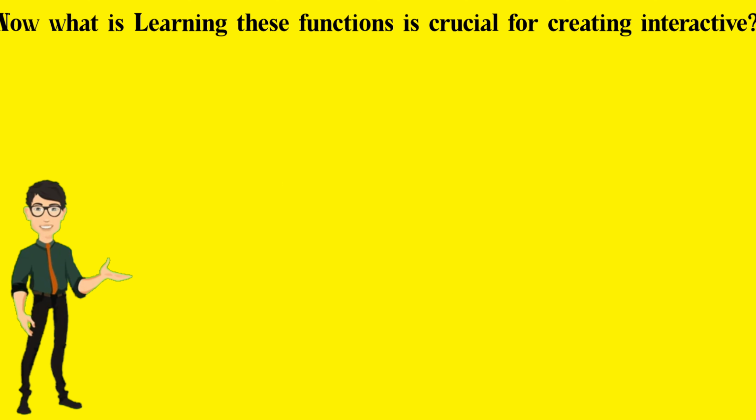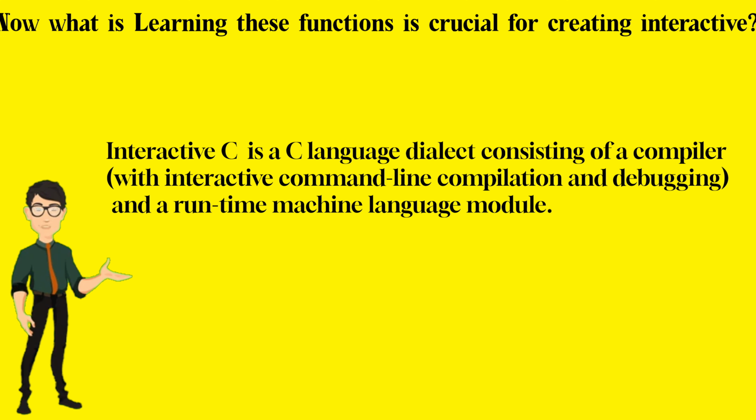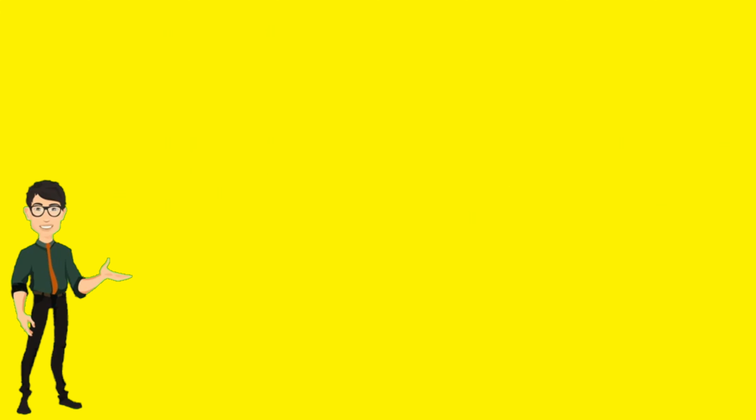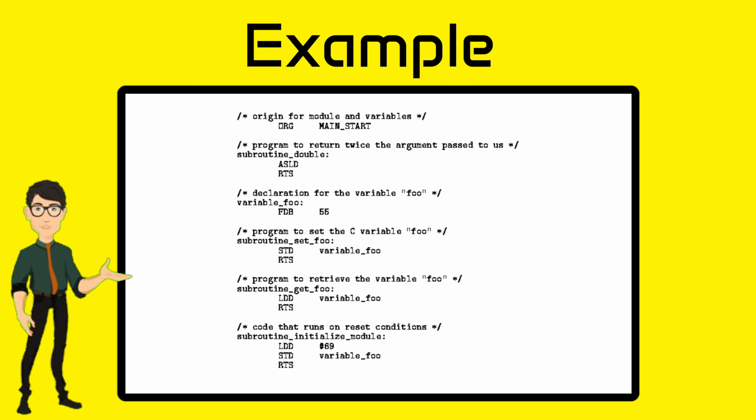Now what is meant by creating interactive programs? Interactive C is a C language dialect consisting of a compiler with interactive command line compilation and debugging, and a runtime machine language module. Example: this is called the interactive way of writing code in the console.